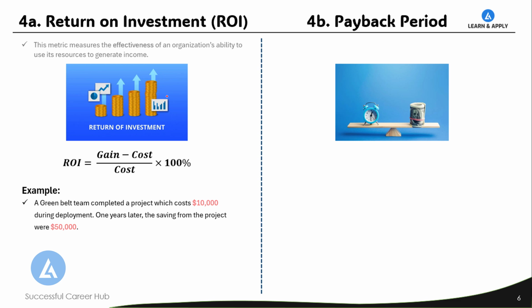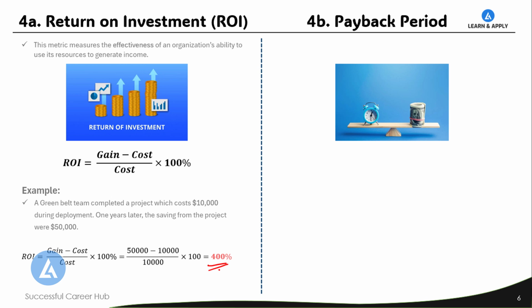For example, a Greenbelt team completed a project which cost $10,000 during deployment. 1 year later, the saving from the project were $50,000. So here, we can calculate the return on investment as gain minus cost divided by cost into 100%, which is coming as 400%. So this is the return on investment. This is also the important metric that some organizations are using to make the decisions or to prioritize the projects.